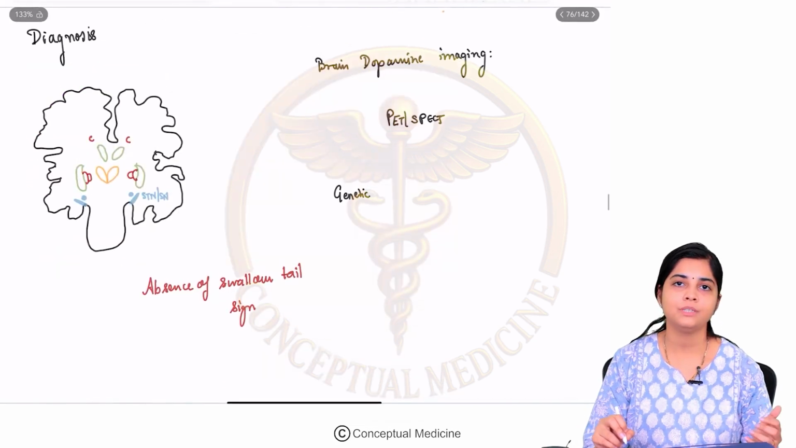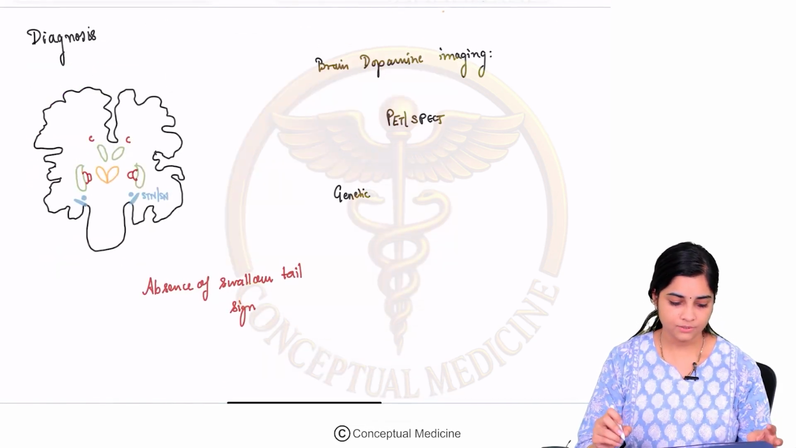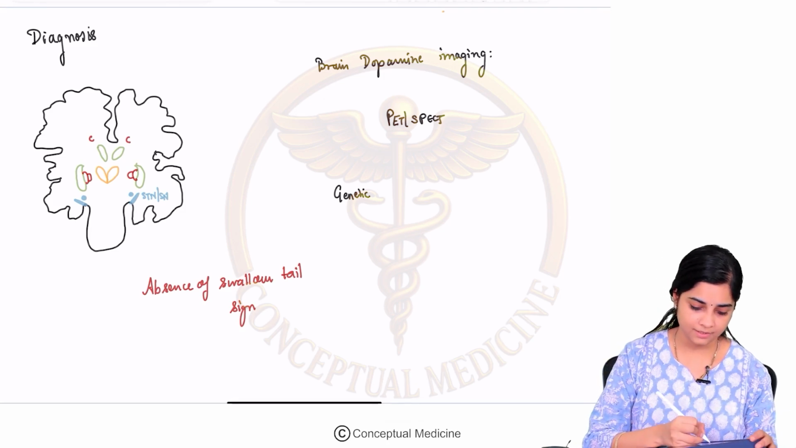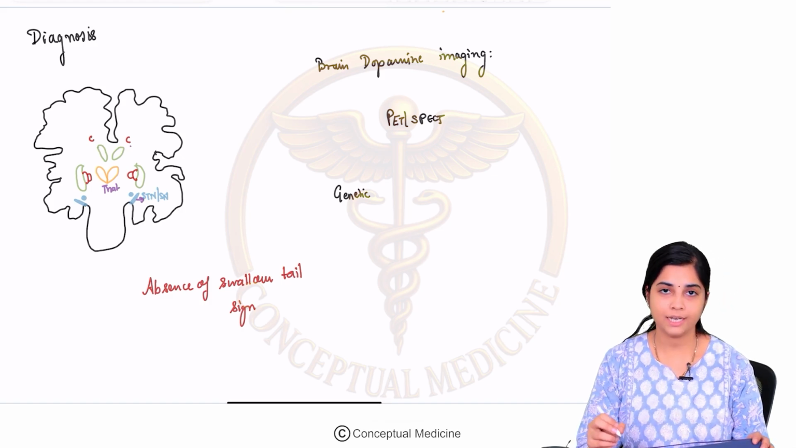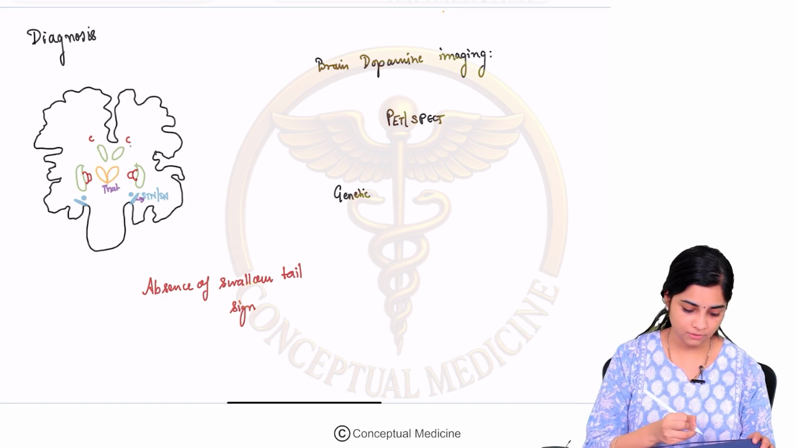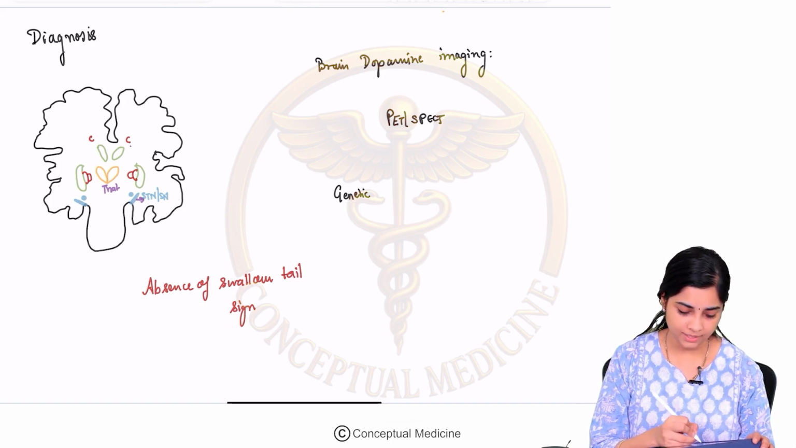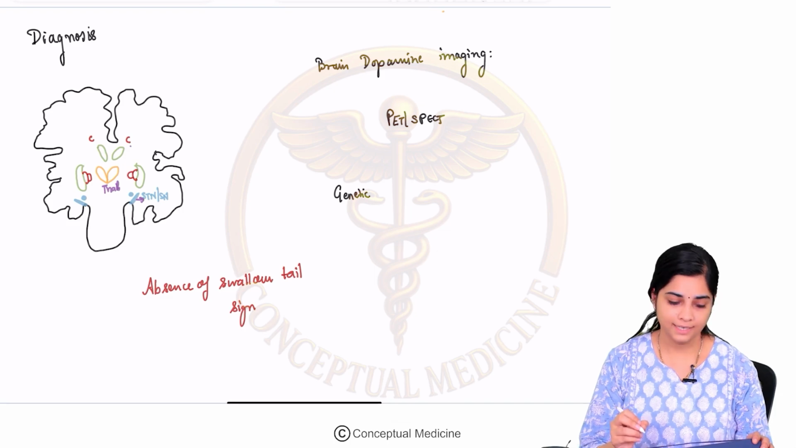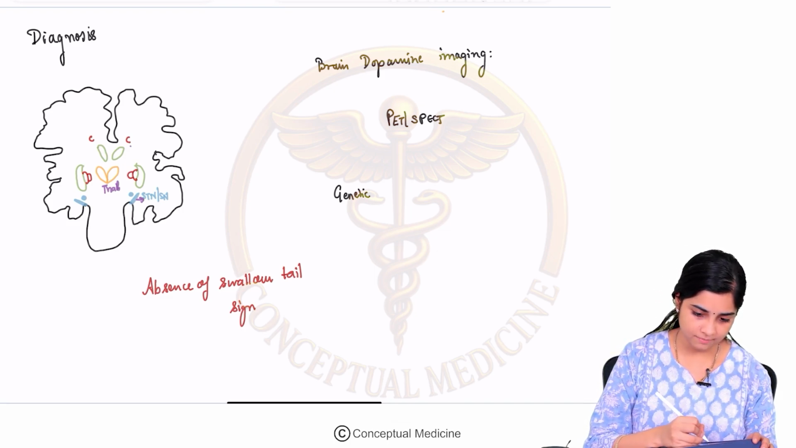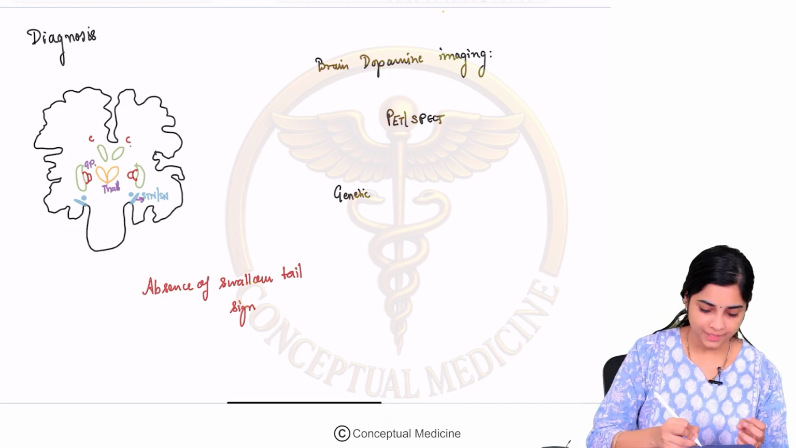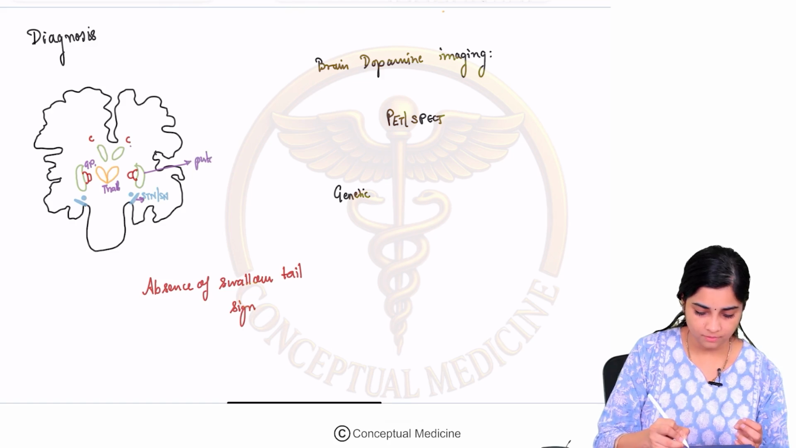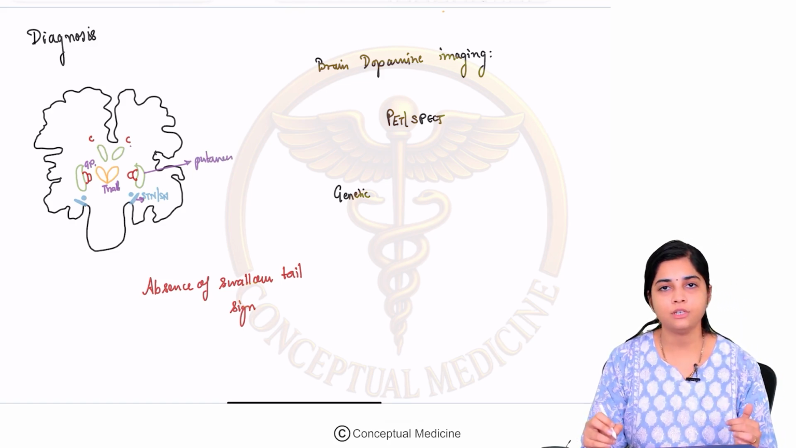Now, how do you diagnose Parkinson's disease? So, this is basically a coronal section of the brain. This is your caudate nucleus, and here you have your thalamus, and this is your substantia nigra and your subthalamic nucleus. And this is your globus pallidus, and this is your putamen. So these are the basic structures in your basal ganglia.